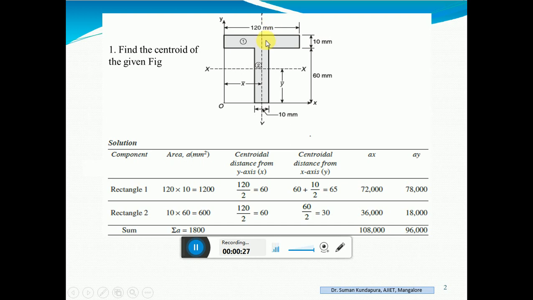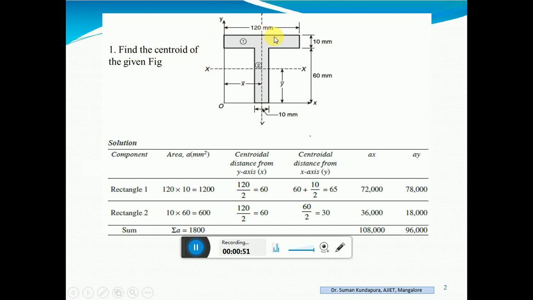Usually they will not give you a very simple rectangle or something to solve. It is a combination of many rectangles, triangles or squares or whatever geometric shapes we have seen. It's a combination of that. You are supposed to find out the x bar and y bar for the entire figure. So let us take the first problem, that is, find the centroid of the given figure.